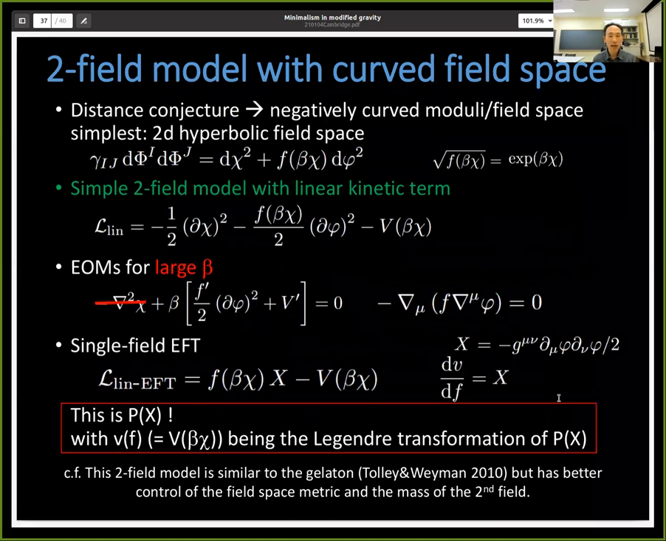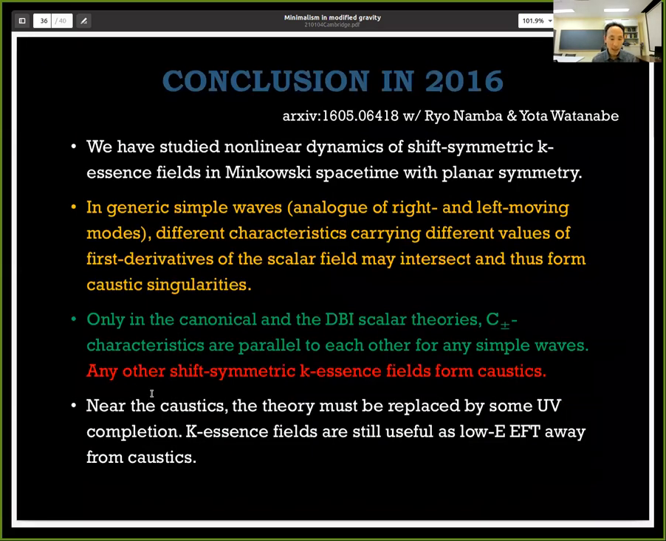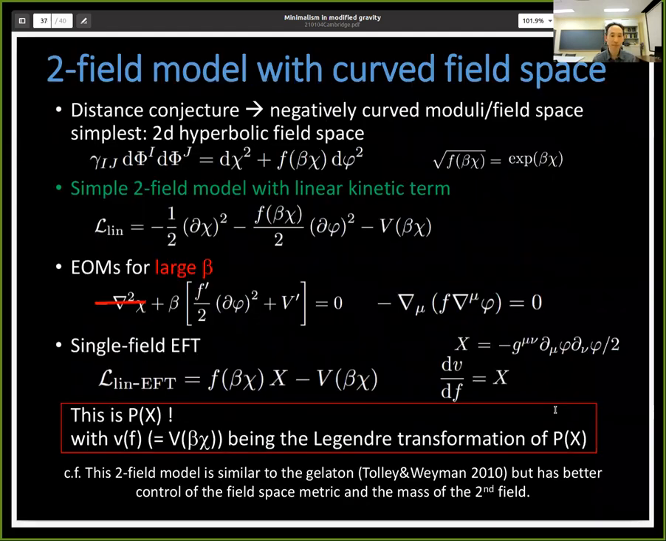Now, recently, actually last year, we tried to find a kind of partial UV completion by a two-field model with curved field space. We consider a negatively curved field space with a metric of this form, and we introduce a parameter beta. Beta controls the curvature of field space and also the mass of the extra, second field.